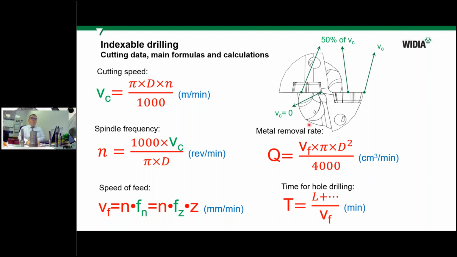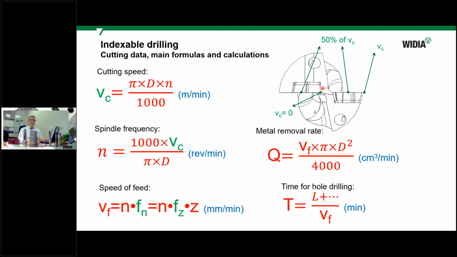And one of the main parameters of every tool is the metal removal rate. So Q is a multiplication of the penetration rate, the rate we are going down or going up, so going into the hole, multiplied by the area of the circle, which depends on the diameter of this hole. Multiplying them, we can calculate the metal removal rate in cubic centimeters per minute.